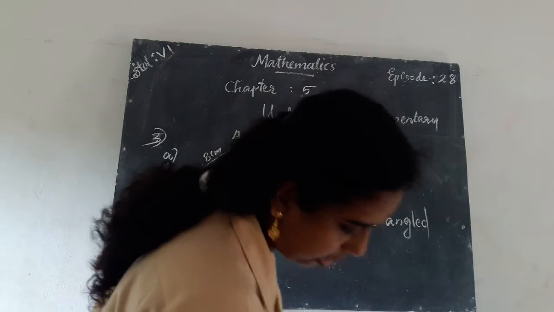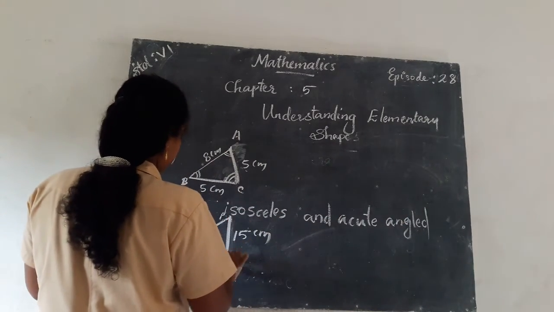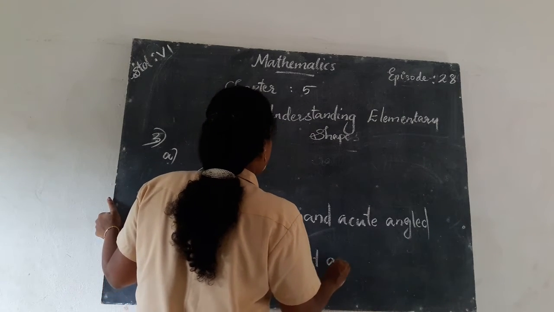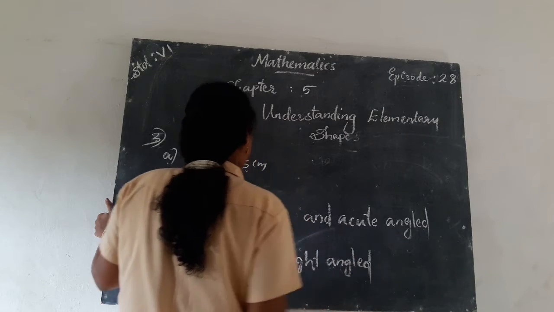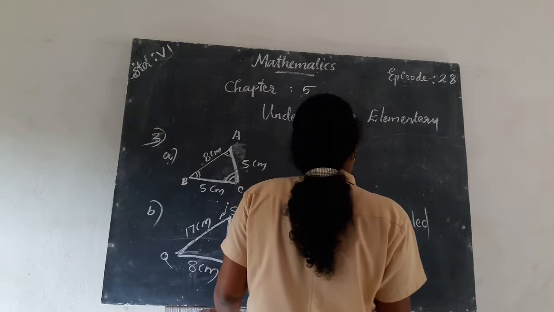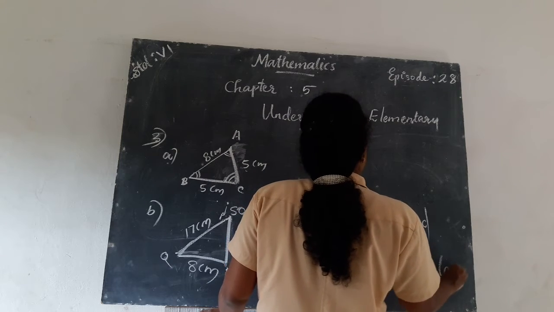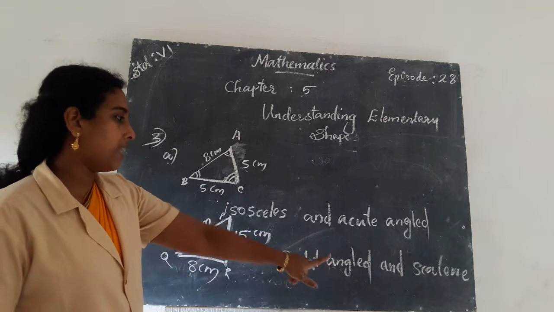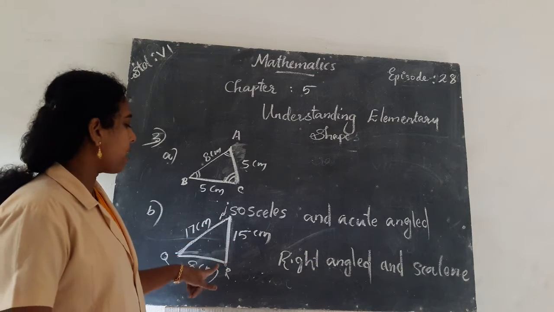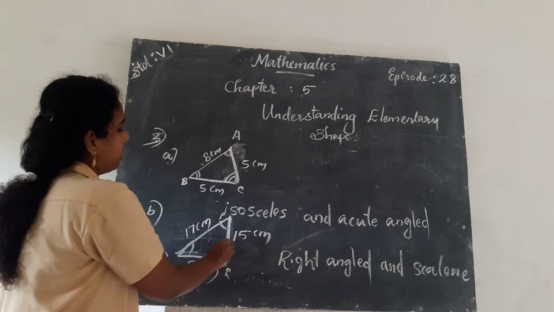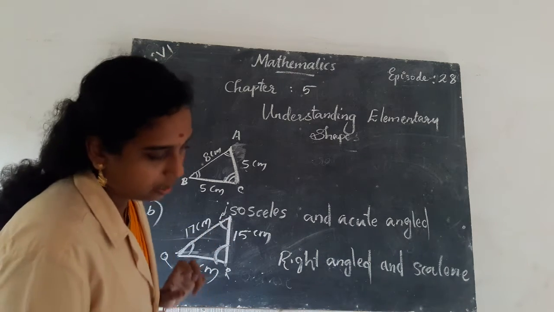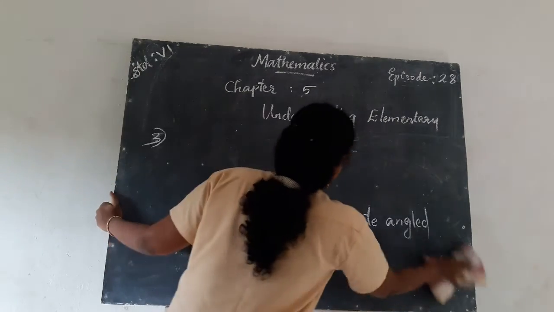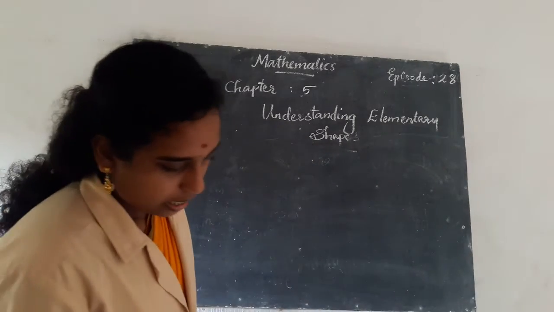It's a scalene triangle, and here one of the angles, this angle, is 90 degrees. Then it is said to be a right angle and scalene triangle. Because the three sides of the triangle are of different lengths, it is said to be a scalene triangle. One of the angles is 90 degrees, so it is said to be a right angled triangle. Okay. Then next question.